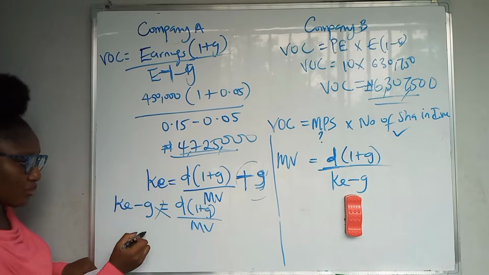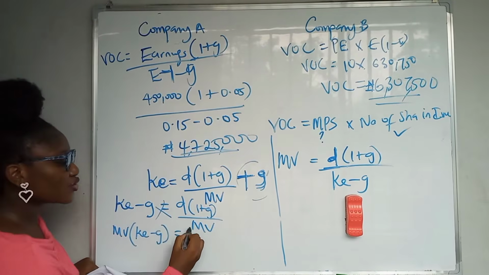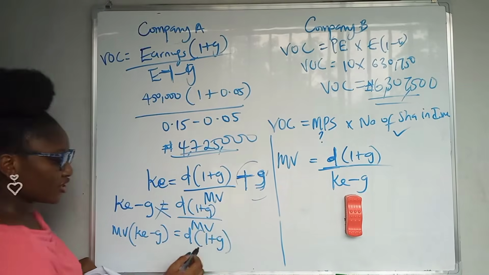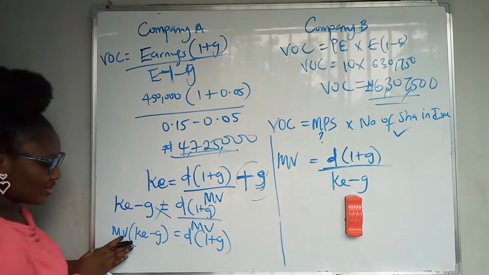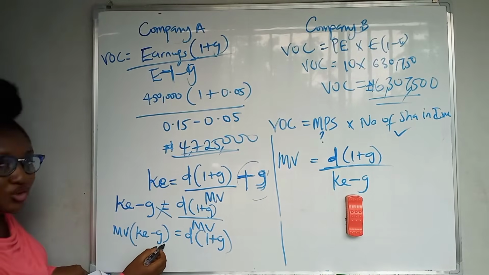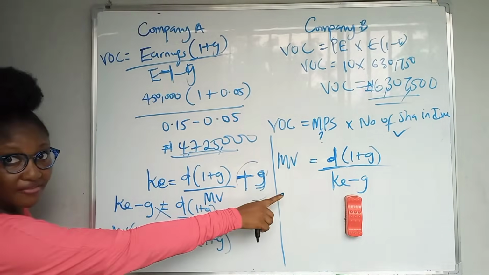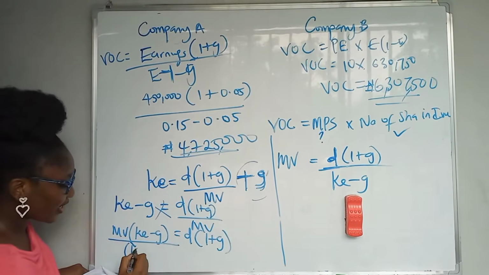So you can now cross multiply. So you have market value into KE minus G equal to D into 1 plus G. You don't have any denominator. You now have it as equation and equation, right? So because you're trying to make market value the subject of the formula, you remove anything that is beside that market value. You want market value to stand alone, just like what you have here. Okay, so you divide both sides by KE minus G.